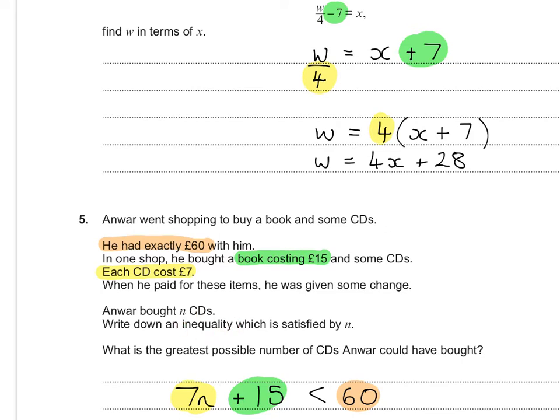So when we're talking about inequalities, we're talking about less than or greater than or less than or equal to or greater than or equal to. Okay, that's what an inequality is. Satisfied by N. And what is the greatest possible number of CDs he could have bought?